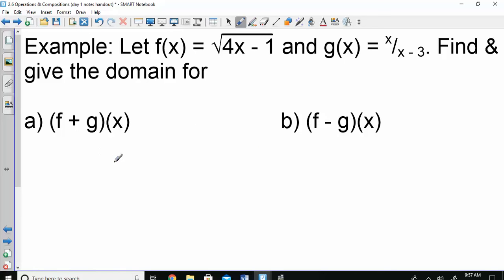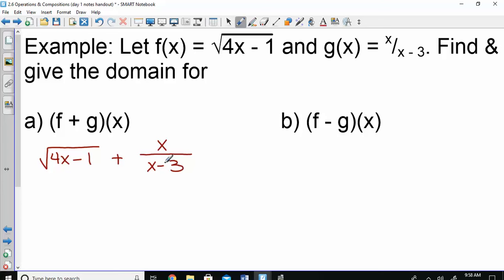So f plus g of x. Notice, first of all, this time I didn't give you an x to plug in. So we're just going to take f of x plus g of x. So what is f of x? Square root of 4x, plus g of x is x over x minus 3. Do we have any like terms to add? No. So that's it. That's how we write our answer. If you have like terms, if you have an x squared plus a 3x squared, I want you to combine them. But otherwise, we can leave it like this.